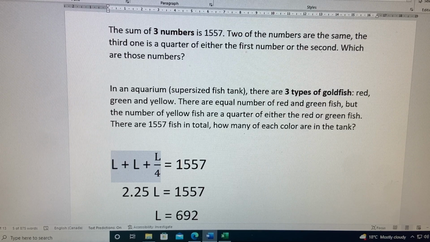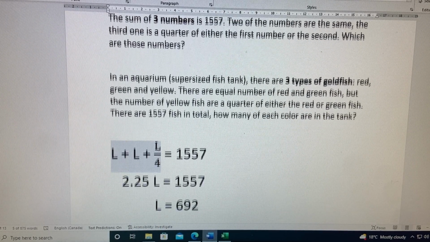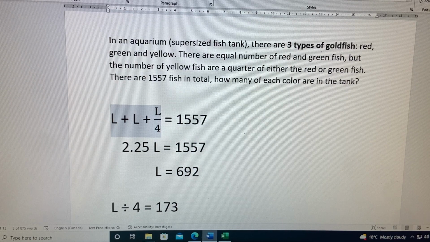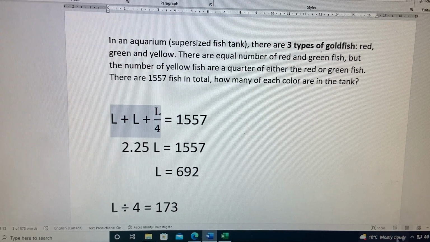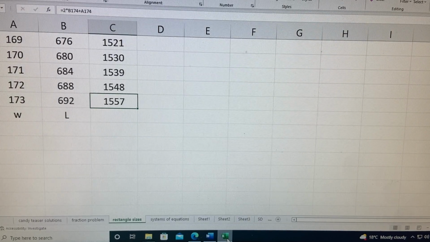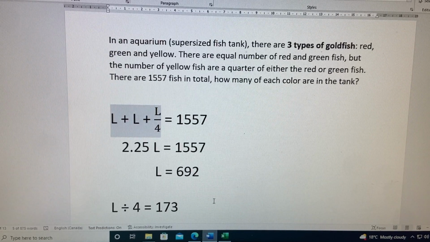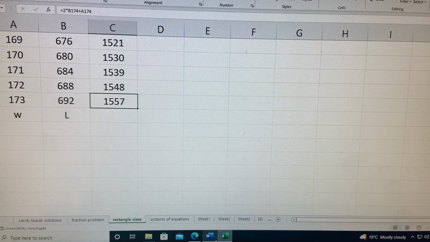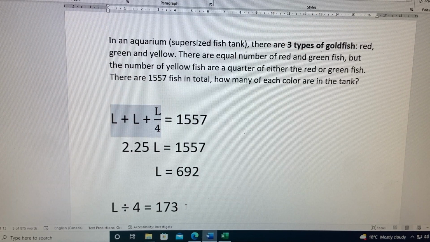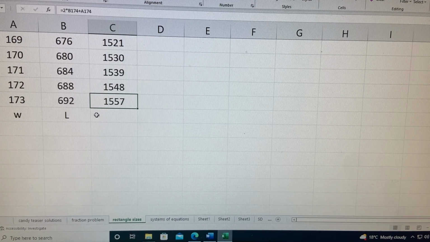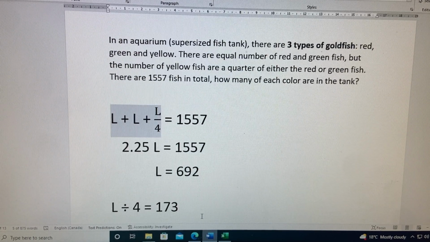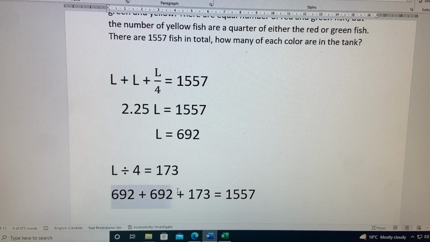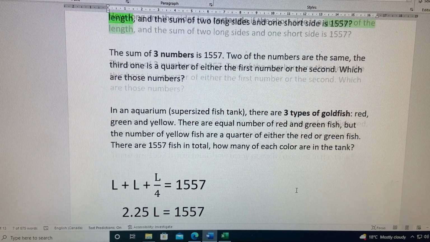What is the short side then? Well, the short side is a quarter of this length, so we just divide this by 4 on a calculator and you will end up with the same 173, exactly the same as with patterning, not surprisingly. So with the patterning or the algebra, the patterning doesn't really need to be checked if it's calculated correctly, but the equations do need to be checked. So make sure that the three numbers do add up to 1557 as requested in the specifications here.